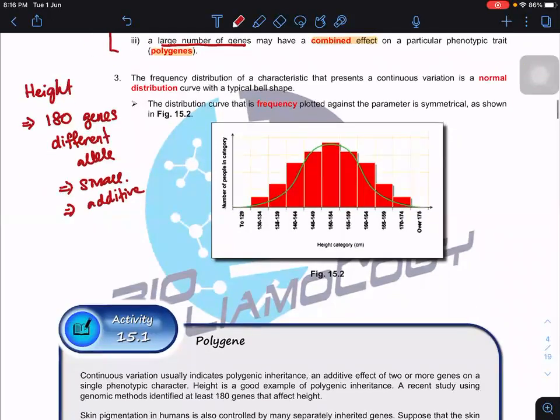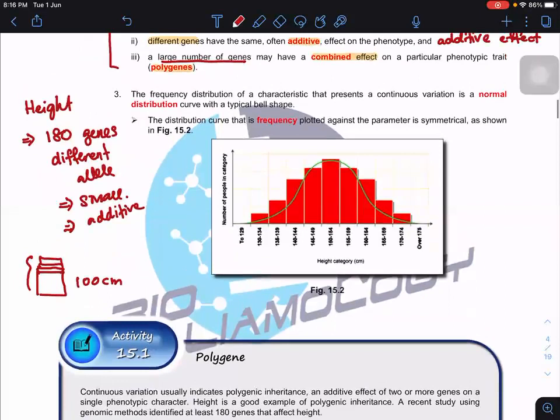So it means that all of us will have a base. Let's say base 100 cm, for example. Gene 1 adds a little bit, or gene 2 adds a little bit, gene 3 adds a little bit. So it gives us a wide range of variations. Therefore, if you measure the frequency distribution of the characteristic in continuous variation, it always gives us a normal distribution. When you have a large number of samples, we always use a histogram, or we use a normal distribution to represent our data.